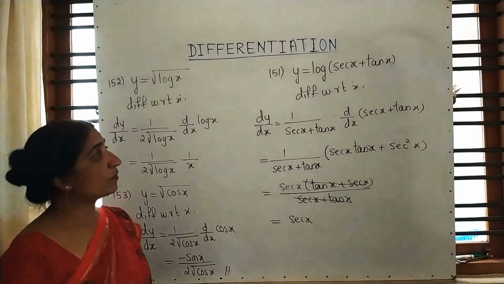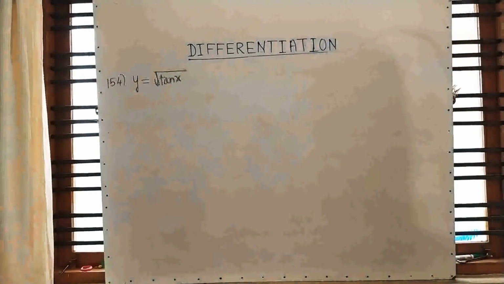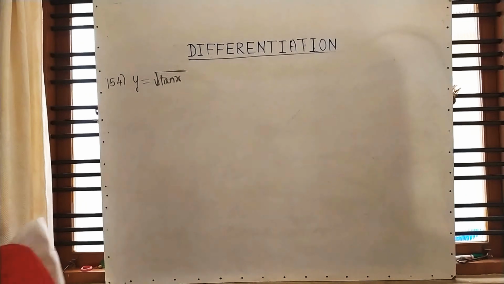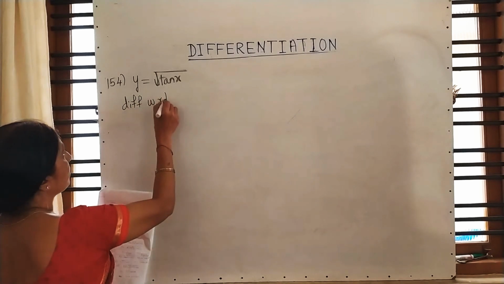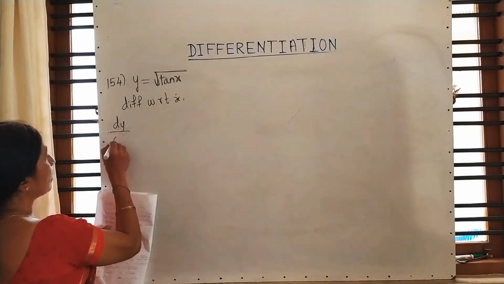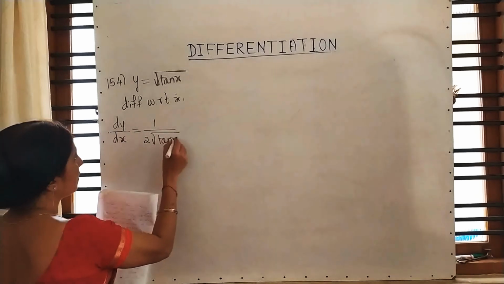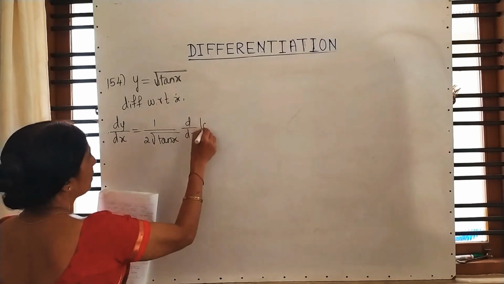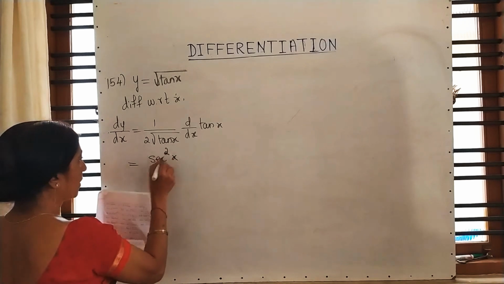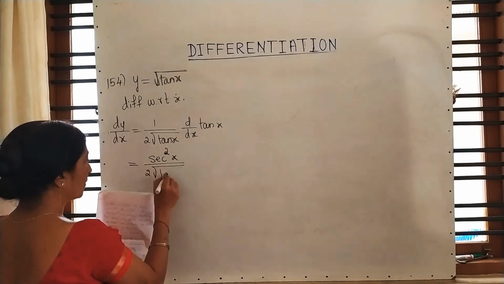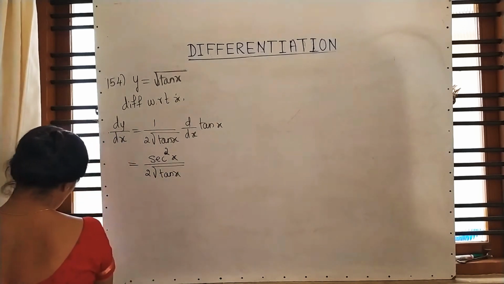See students, these problems are very simple. Yes, moving to the next question. y is equal to root of tan x. It is also in the form of root. First root, 1 upon 2 root tan x, into differentiation of tan x. Differentiation of tan x is secant square x, so the answer is secant square x upon 2 root tan x. Moving to the next question.